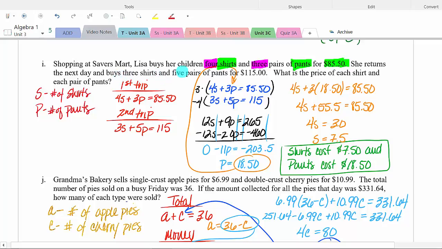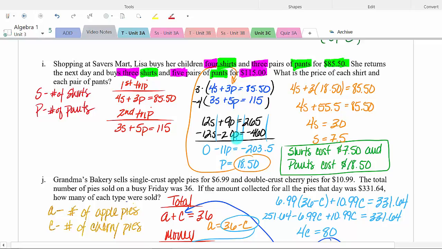On the next day, she buys some more shirts, and she buys some more pants. But this time she buys 3 shirts instead of 4, and she's got 5 pants instead of 3. And the total this time was $115. So you can see there's the 3 shirts plus the 5 pants equals $115. So there's the part of writing your 2 linear equations for this system.